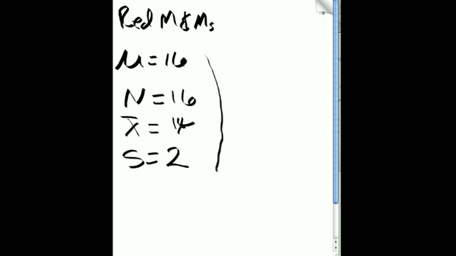Our null hypothesis is that mu is equal to 16. That's what M&M says. There's no reason not to believe it until we prove it otherwise. Our alternate hypothesis would be, let's say, I think it's less. So let's say that mu is less than 16. So let's go ahead and calculate that.